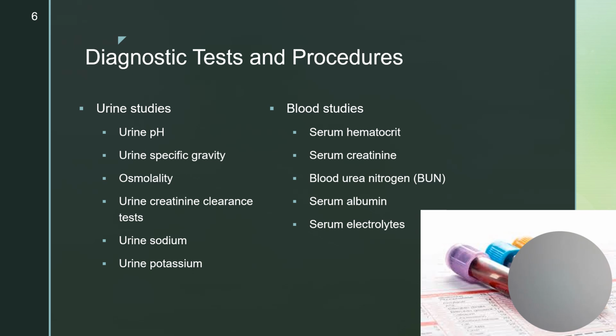If we have fluid volume excess, we can have an elevation of creatinine and BUN because the client is holding on to fluids. They're not peeing. In fluid volume deficit, we can have an elevation of serum creatinine and BUN because once again, we're not peeing because we don't have the volume to pee.